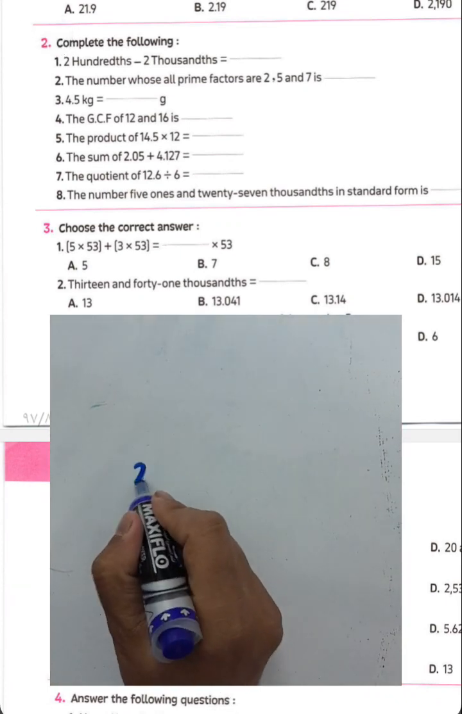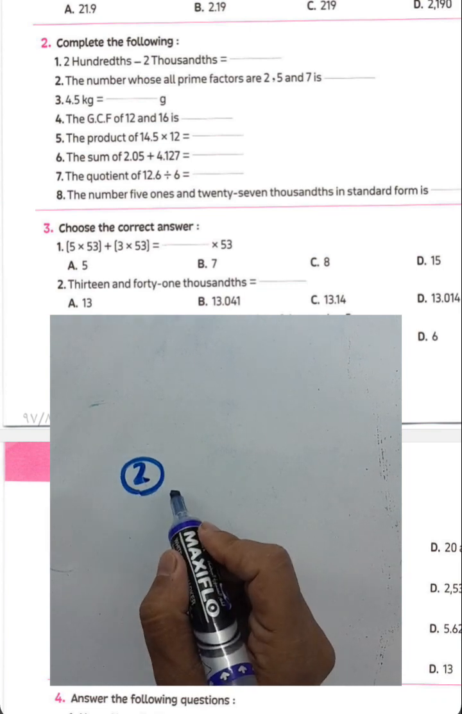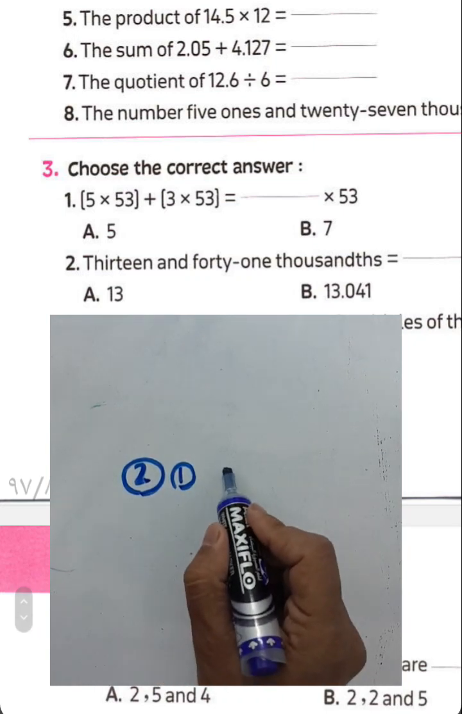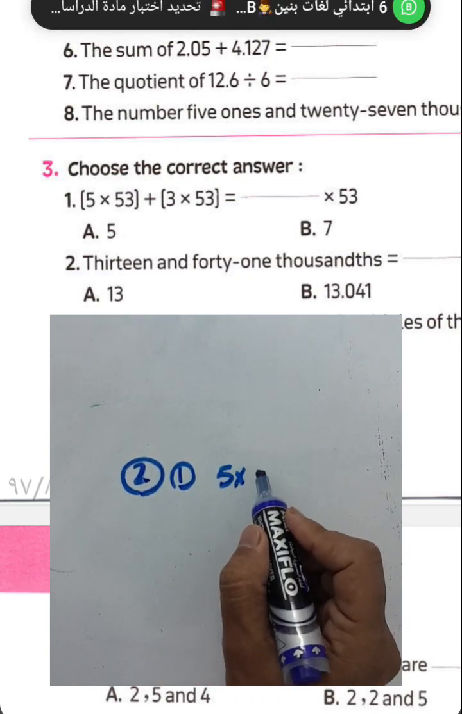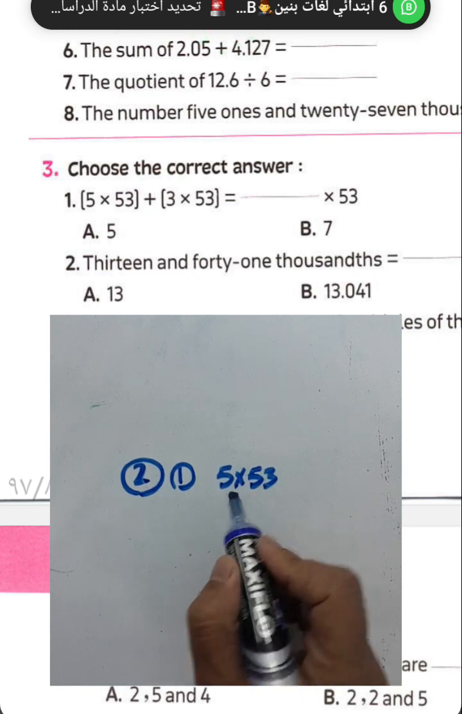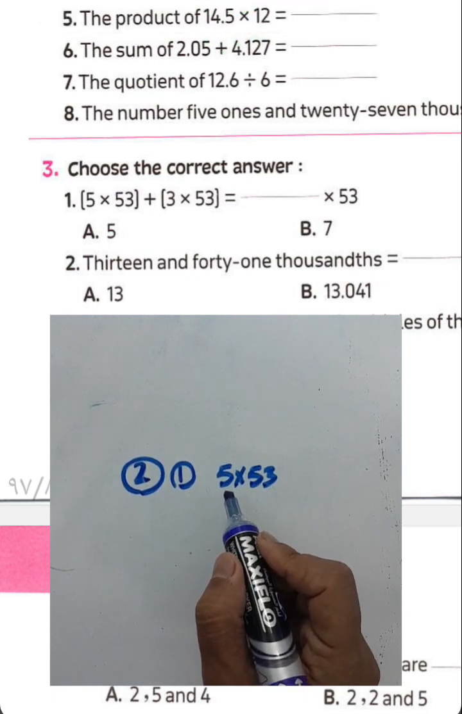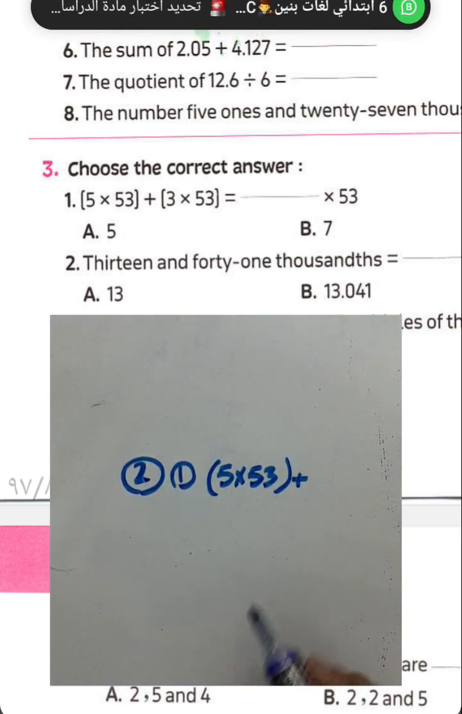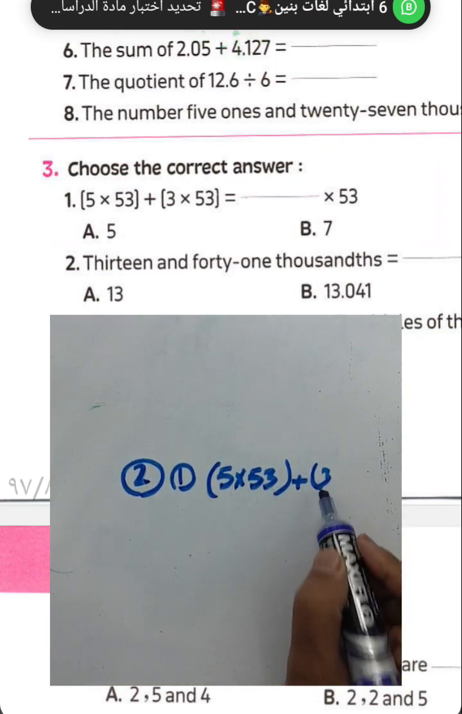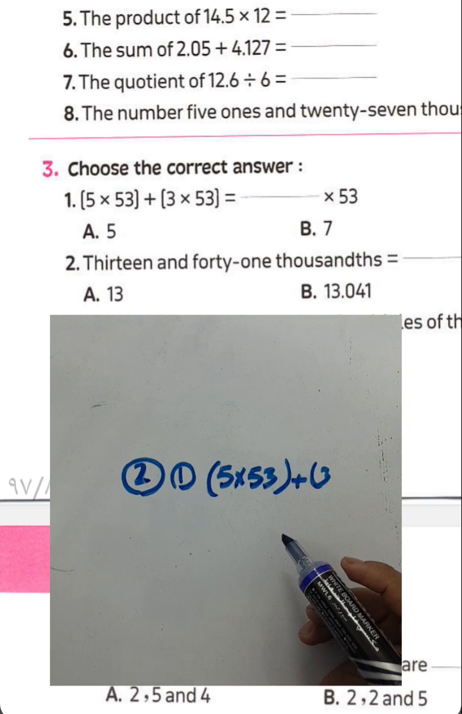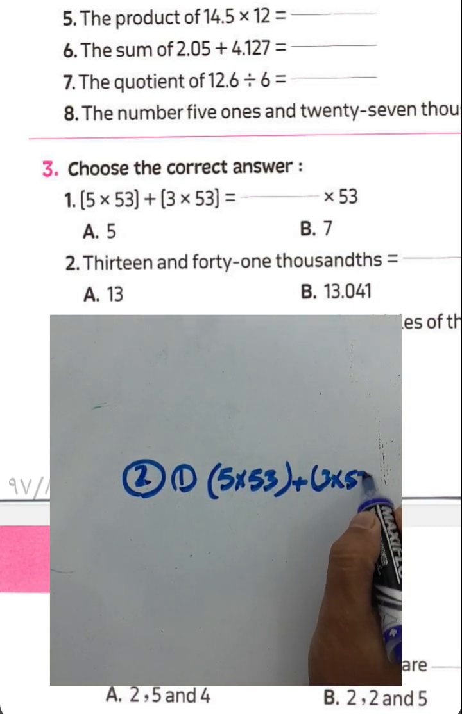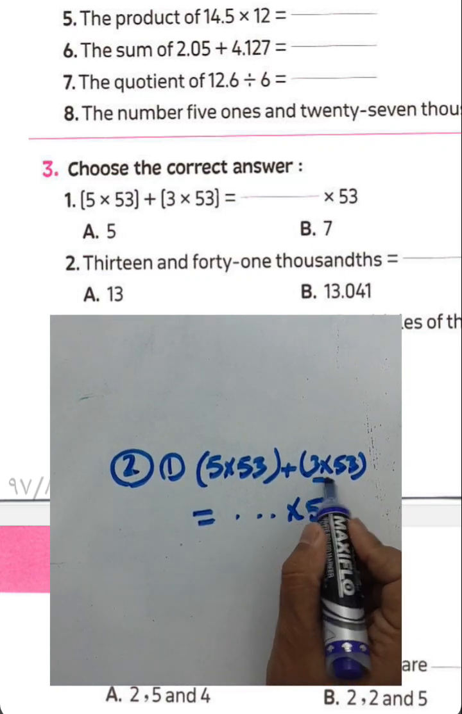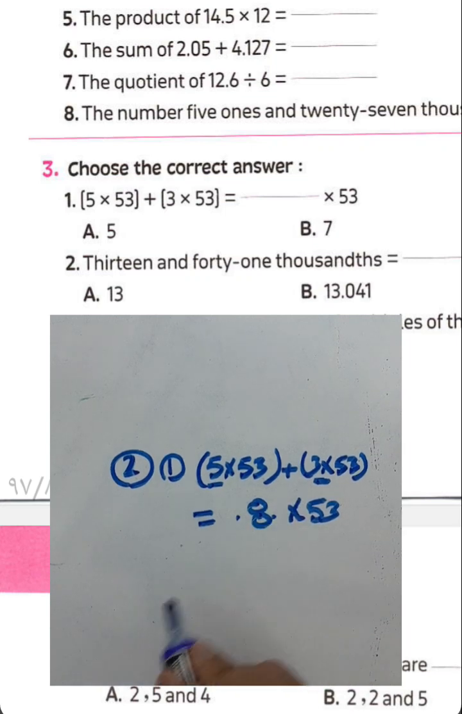Question number 2, choose the correct answer. Number 1, 5 times 53 plus 3 times 53 equals space multiplied by 53. We must add 3 plus 5 equals 8. Write 8 here in the space.